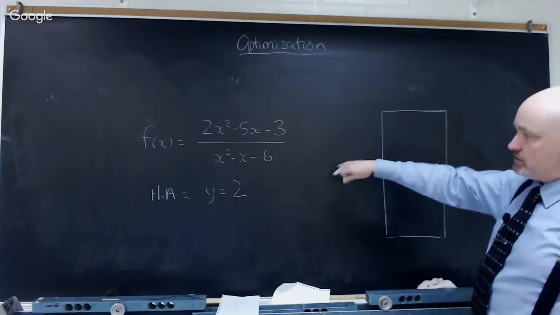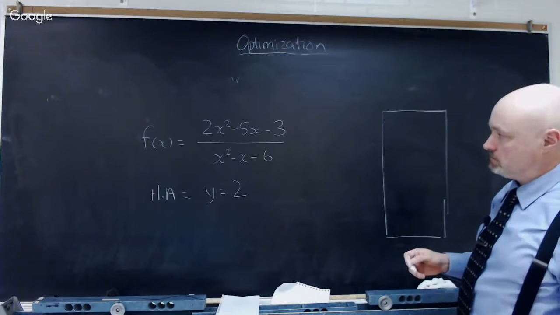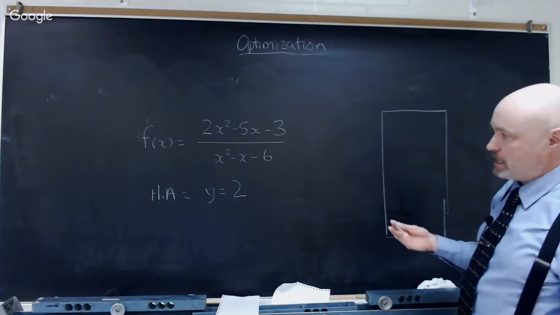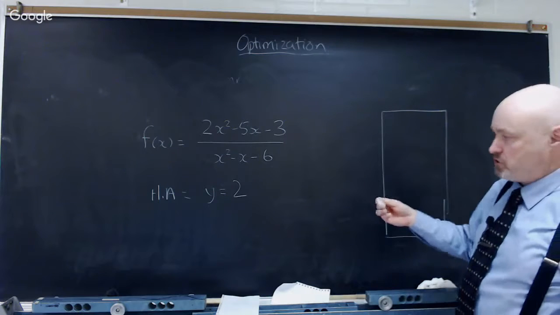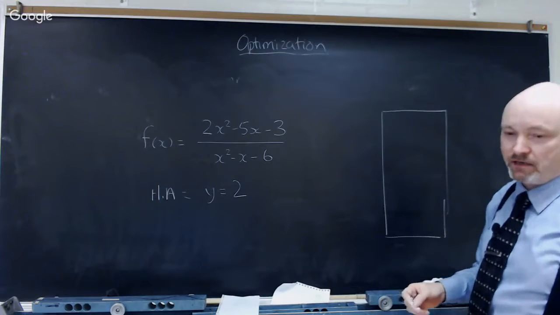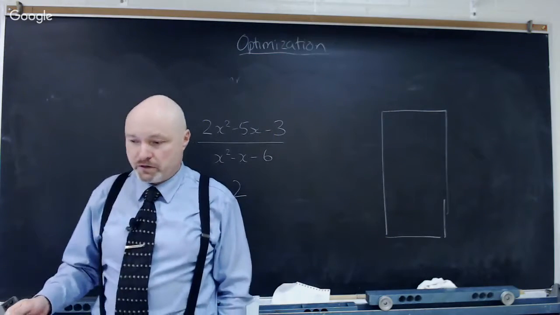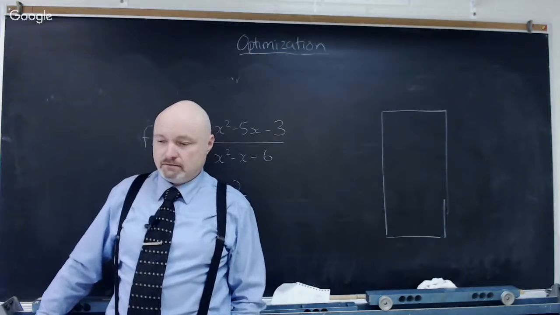Anyways, you can do the division any way you want to, and basically you'll wind up with 2 plus something over something. Anyways, that's the other approach, but your way is fine.